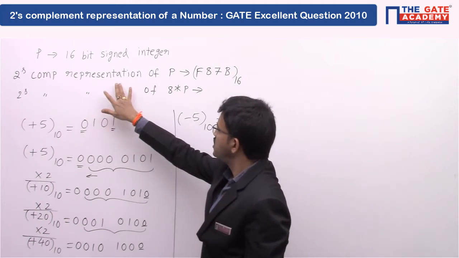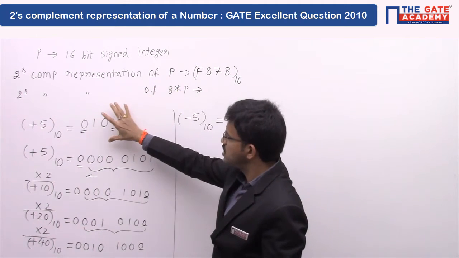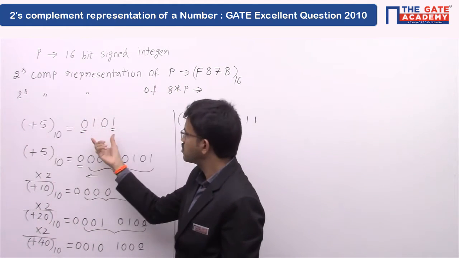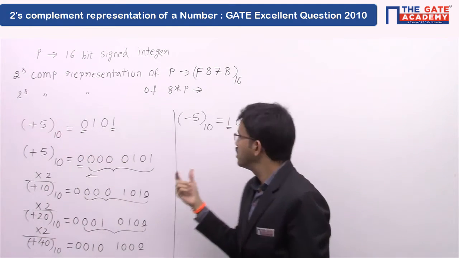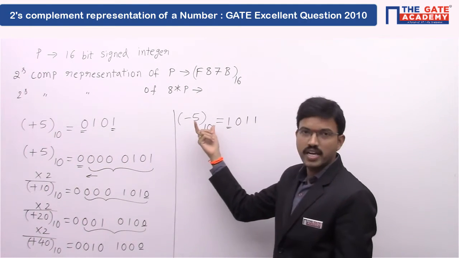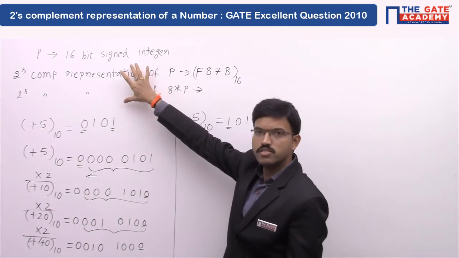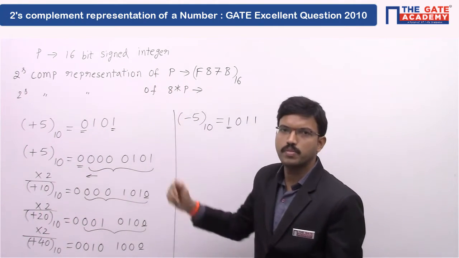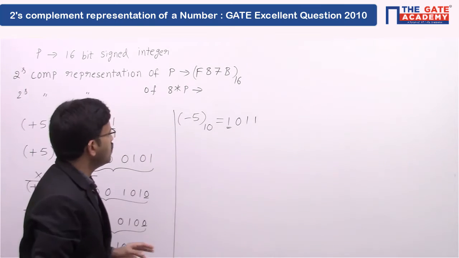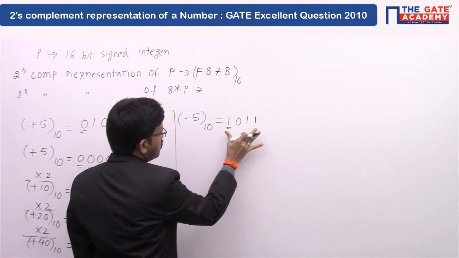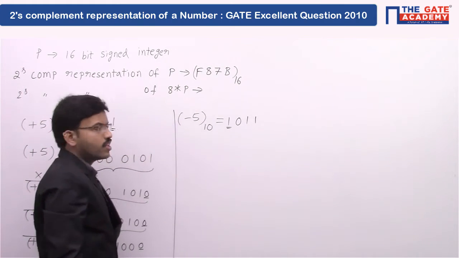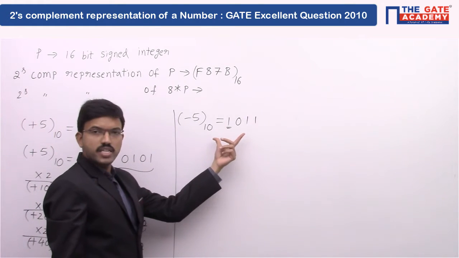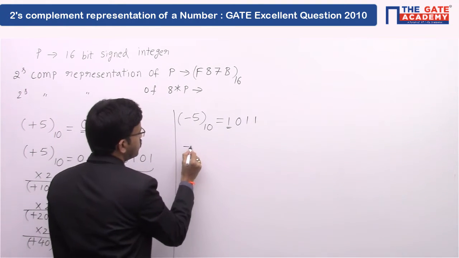The 2's complement representation of a number means this is the representation. This is the 2's complement representation of plus 5, and this is the 2's complement representation of minus 5. So wording is very important: 2's complement representation of a number versus 2's complement of a number. Now, we have represented this in 4 bits. Now let us represent the same number in 8 bits in 2's complement form.